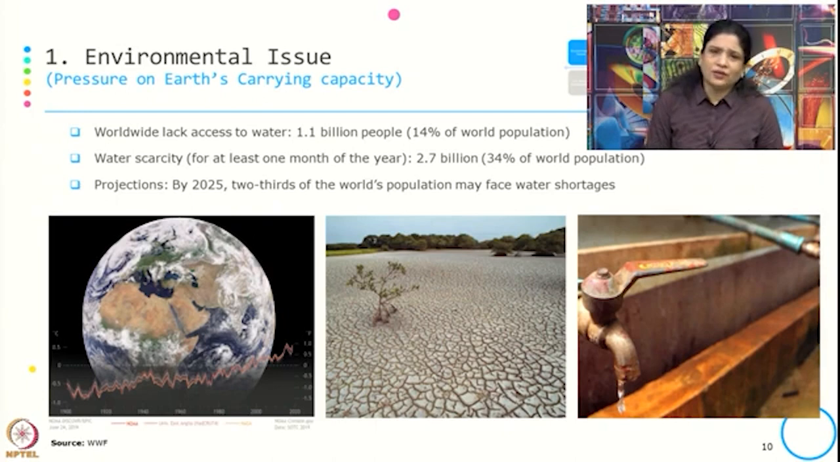Then the third factor we consider under environmental issues is the pressure on the earth's carrying capacity. There are many more examples; I have just picked two examples of how it creates pressure on the earth's carrying capacity. The first figure gives us the increase in temperature from 1900 to 2020. If you look at the trend, the temperature is going on increasing.